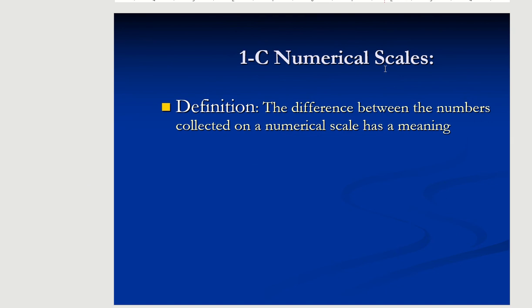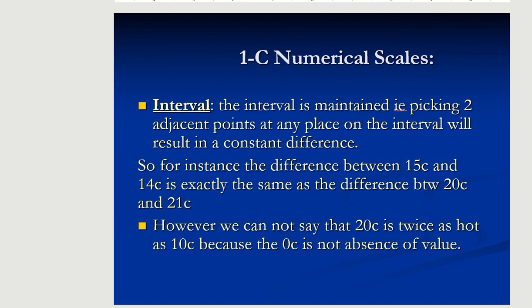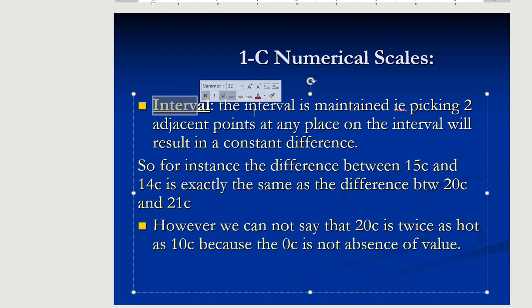Then we move into numerical data. That's where the difference or the letters are of equal magnitude. So once you know you're dealing with numerical data, you know that the difference between number 300 and 400 is exactly like the difference between 700 and 800. We haven't yet determined whether it's interval or ratio, but that difference is the same. Okay, so the interval is maintained.